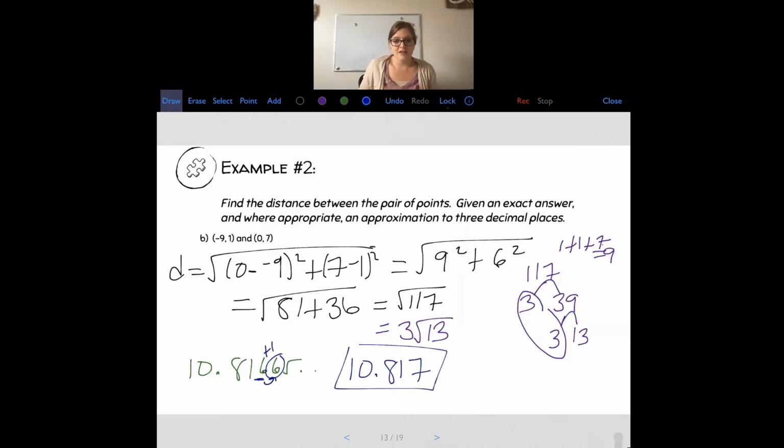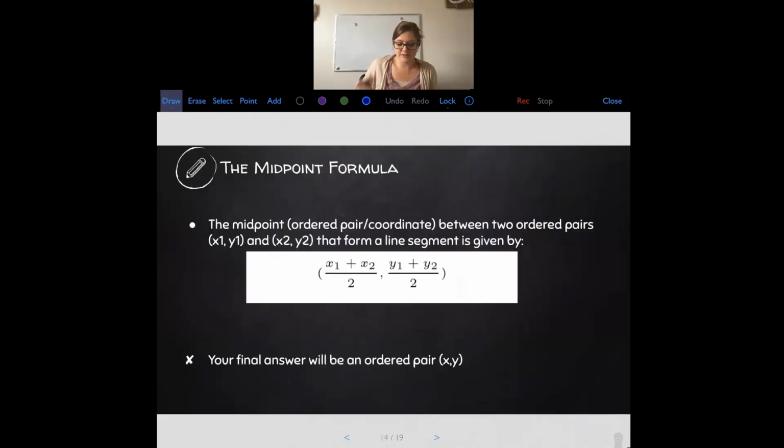Okay. So next, let's talk about the midpoint formula. The midpoint, which is an ordered pair or a coordinate between two ordered pairs, x1, y1, and x2, y2, that form a line segment, is given by adding the two x coordinates divided by 2, adding the two y coordinates divided by 2. The midpoint is halfway, so this is like taking the average. And your final answer here should be an ordered pair.